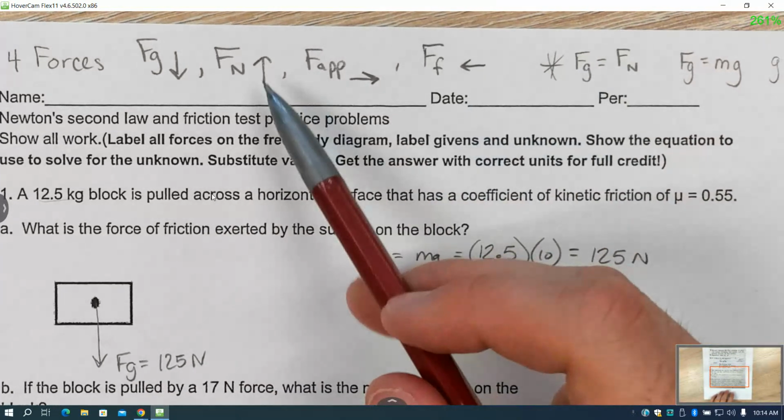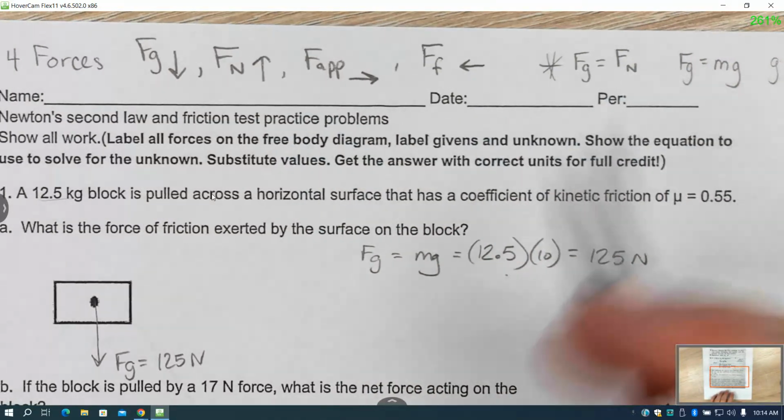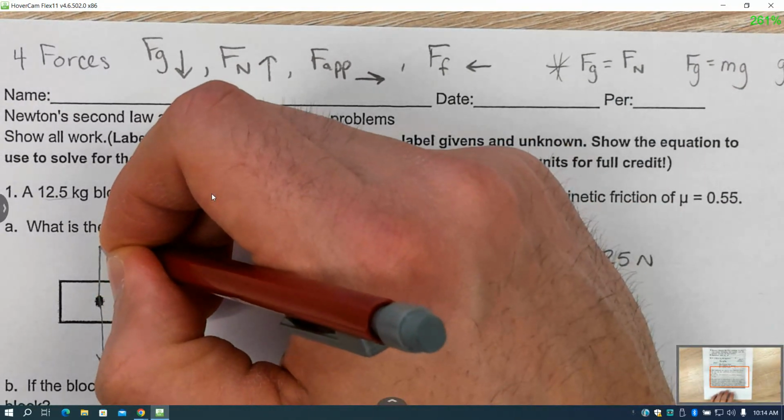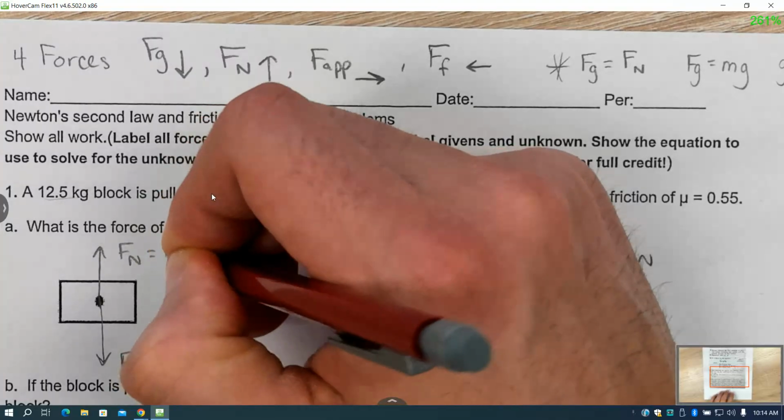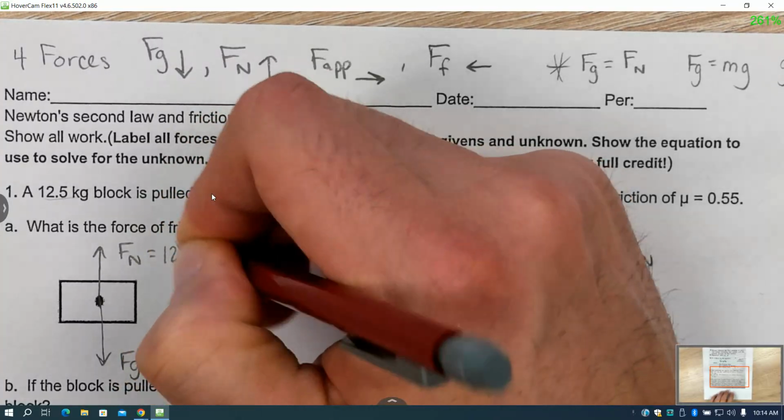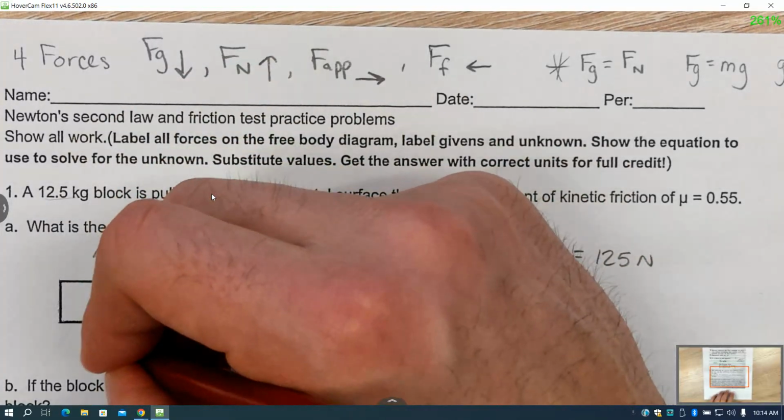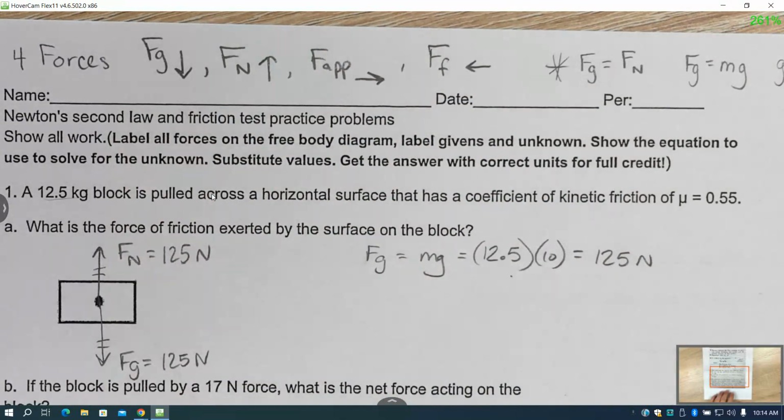And Fn is going to go up. Fg and Fn are going to be the same, especially on a flat surface. So all of the problems that we're dealing with are on a flat surface. So those two are equal. I'm going to show that they're equal. And this is how I would score it.